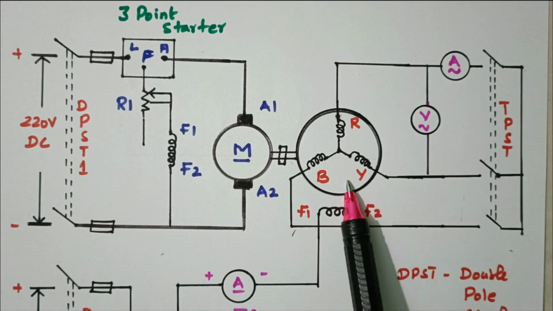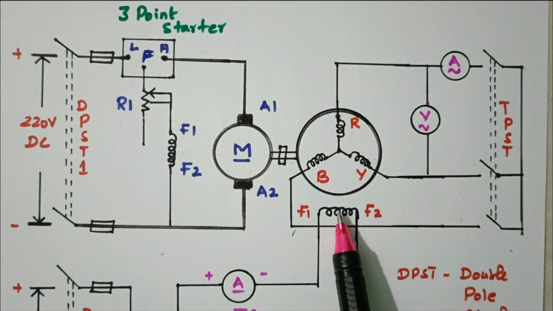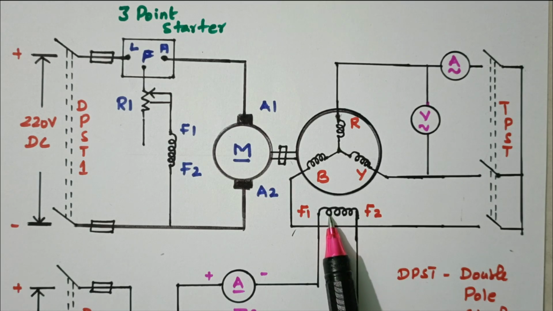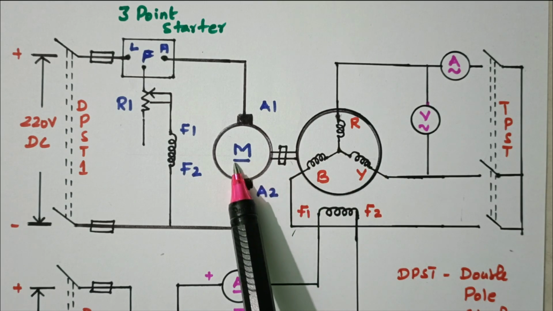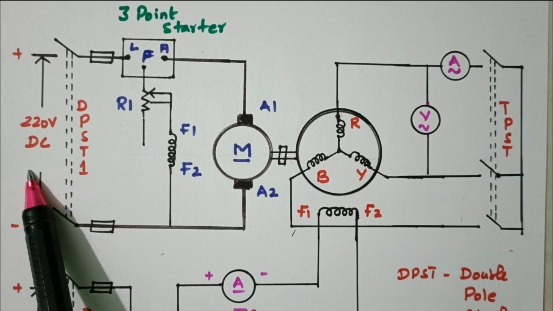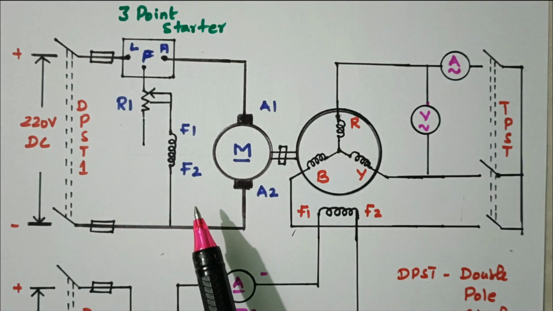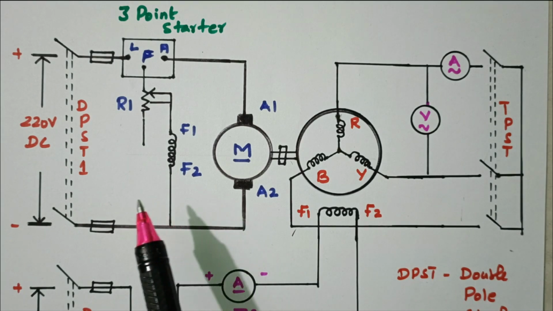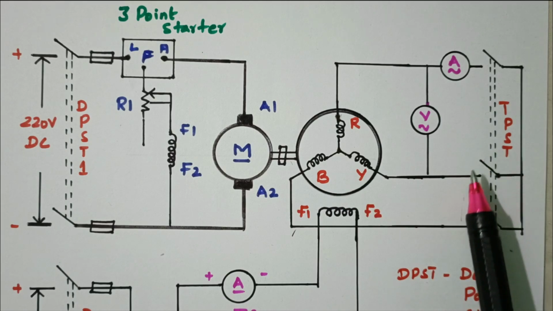So the alternator for finding the voltage regulation is available. The field winding F1, F2 is excited by a separate DC supply. In order to rotate this alternator, it is coupled with the DC motor, which is energized by the 220 volt DC supply. It is started through the 3-point starter. So this is the circuit arrangement. We have DPST1, DPST2 and TPST, triple pole.